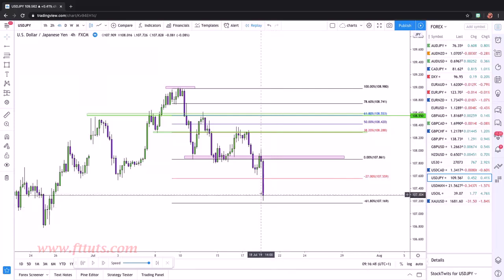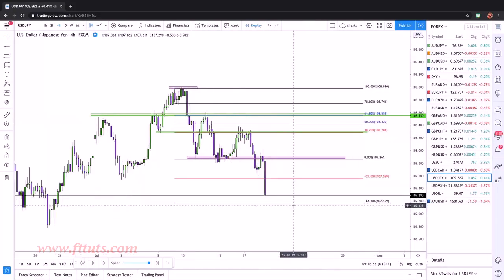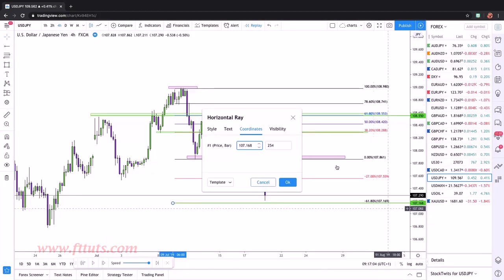Okay, so as you can see, it didn't quite make it to the 61.8, but that's okay. So again, you're looking out for your key levels, right? So we have a key level here at that 61.8 at 107.169. So our closest key levels are 200. Oops.